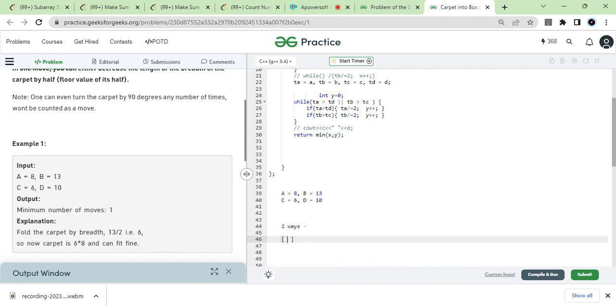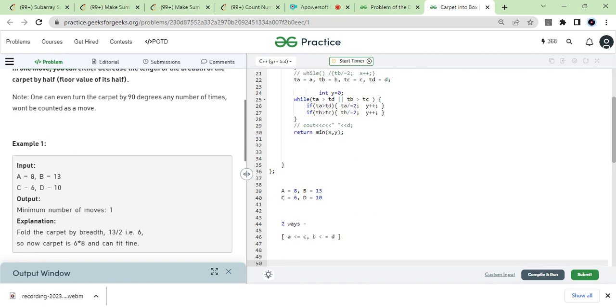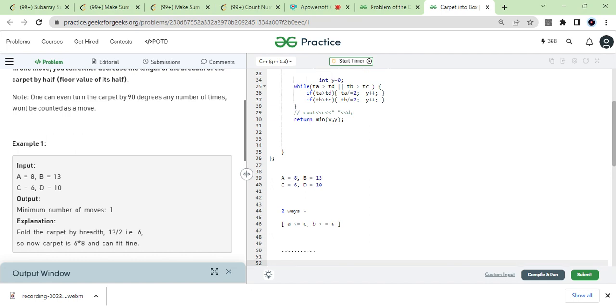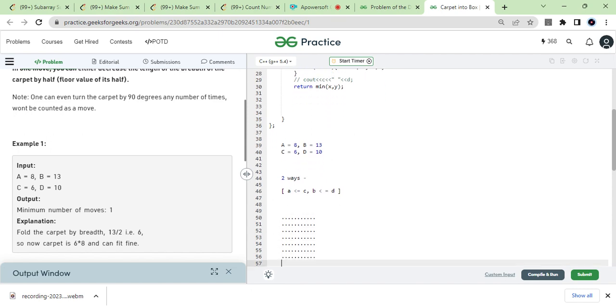One way is that you don't change the dimensions: A goes to become C, and B goes and becomes D, so A is less than or equal to C, and B is less than or equal to D. If I draw it, something like that will happen. So this is, let's say, your carpet, a pretty large carpet, and you have been given a small box. You have to fit your carpet into this box, right?